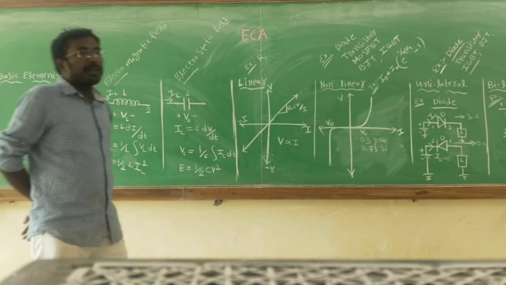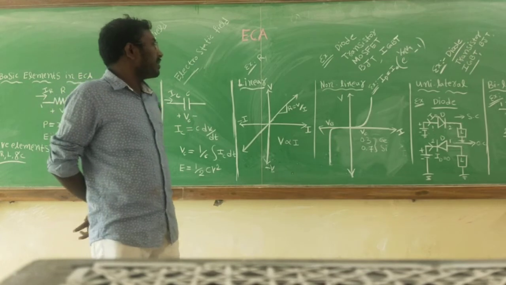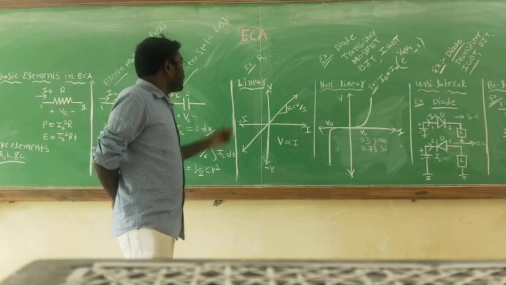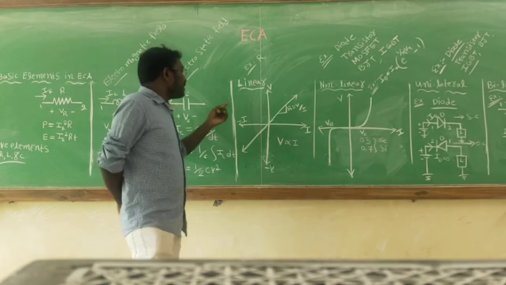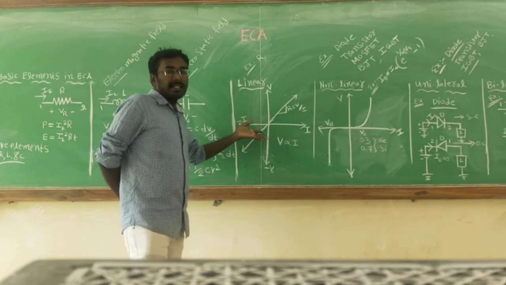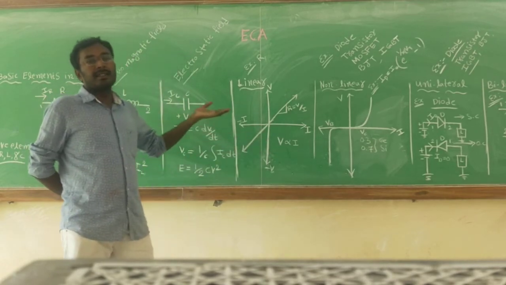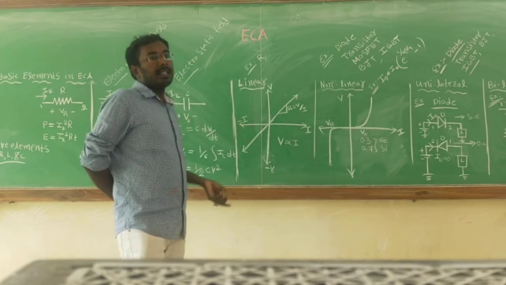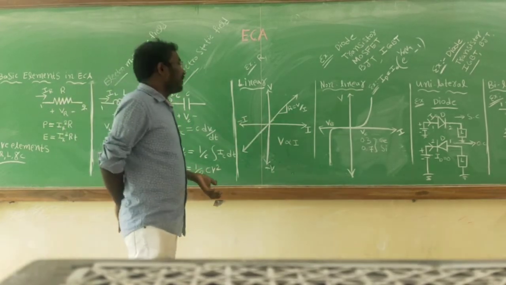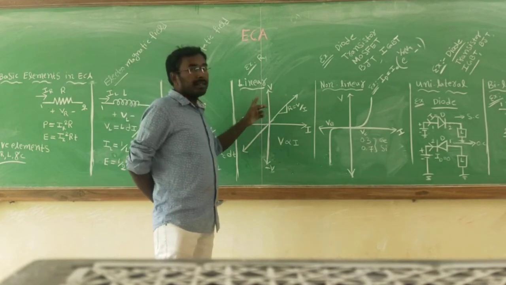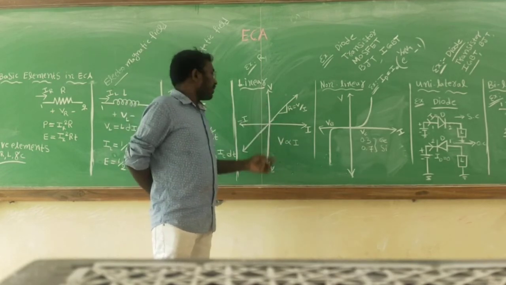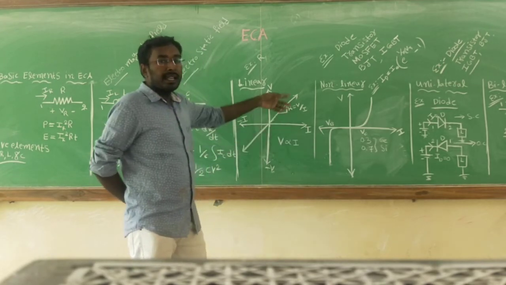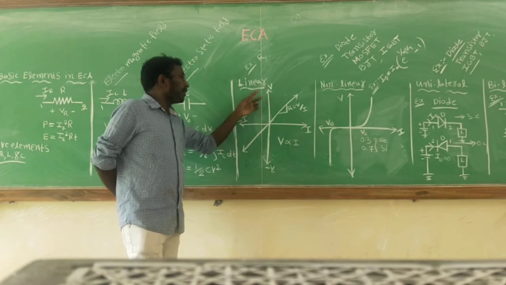Okay, so let's come to linear and non-linear, and unilateral and bilateral. Some simple concepts. Here, linear: by finding the characteristics of the element, we can say whether it is linear or non-linear. If we take voltage and current relation, it is proportional, linearly increasing, linearly decreasing, in the form of proportional.